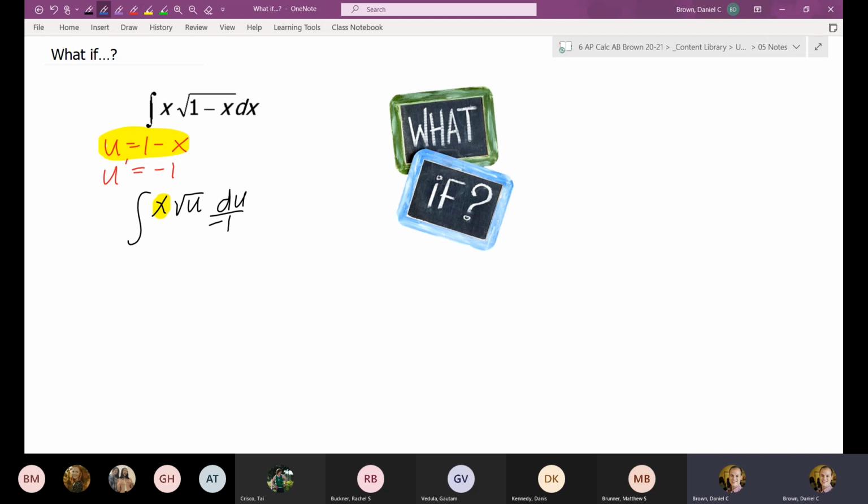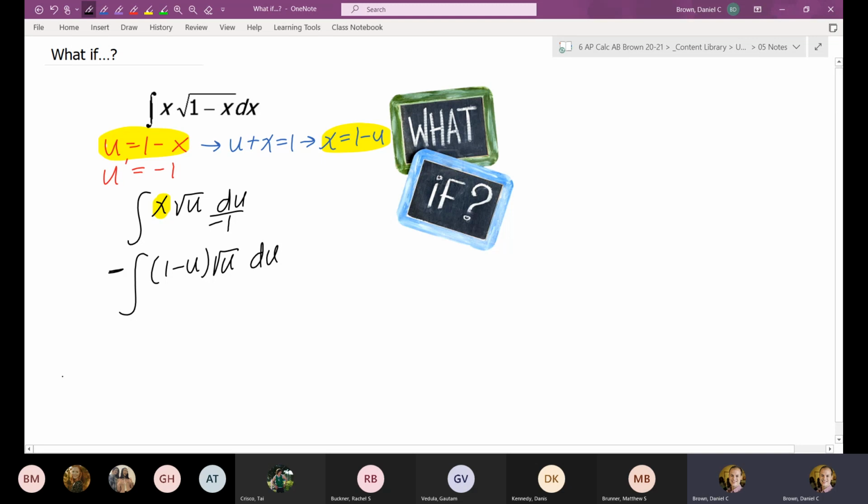Just think back to when you were solving systems by substitution in algebra 1, you could solve it for x, solve it for y, doesn't matter which one you choose. So if I say that u is equal to 1 minus x, then I can just do some quick algebra, add x to both sides, and then subtract u, and I get x would be equal to 1 minus u. And so now I can do a second substitution, and that will help me get rid of the x. So this is going to become the integral of 1 minus u times the square root of u, du over -1. I'm just going to move that negative on the outside so I don't have to deal with it right now.